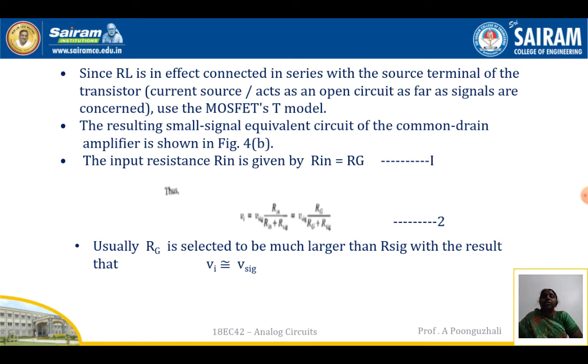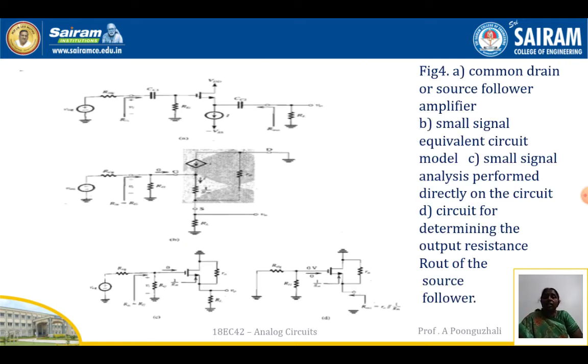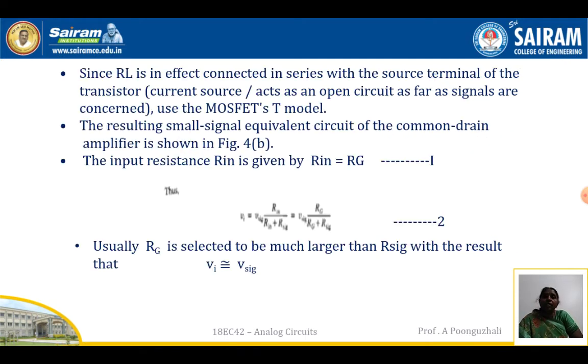The input resistance, if I look at it, is only your gate resistance RG. Now we see what the V1 voltage is. V1 is nothing but the voltage present across your RG. So the total voltage V signal into R in, divided by R in plus R signal. We know R in is equivalent to RG, so replace R in by RG. It is RG divided by RG plus R signal.